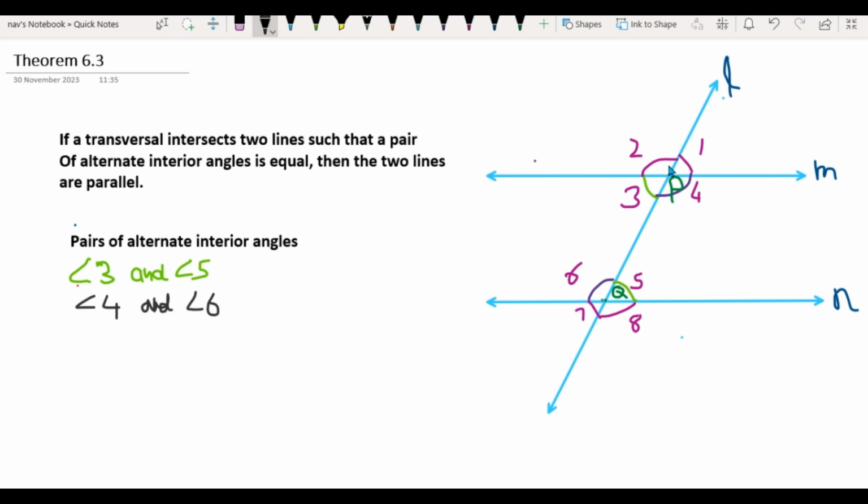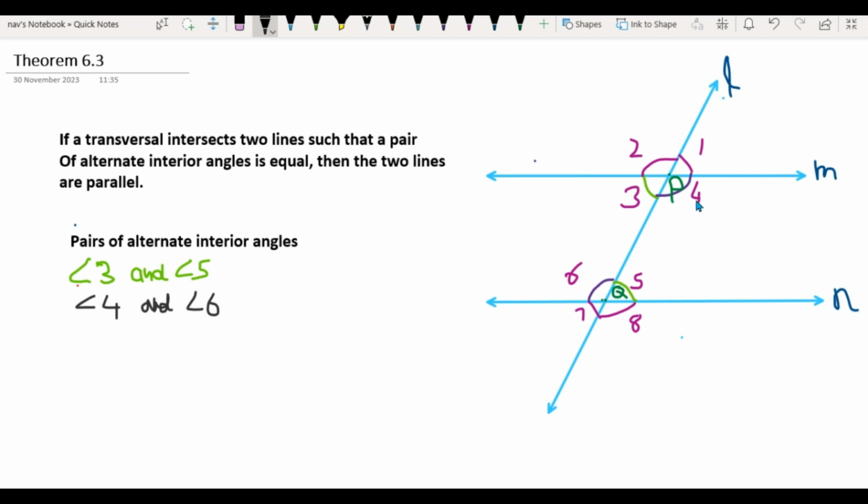So the theorem states that if any one of these two pairs of angles is equal, then we can say these two lines are parallel. For example, if angle 3 is equal to angle 5, then automatically line M will be parallel to line N. It is as simple as that. This is what this theorem states.